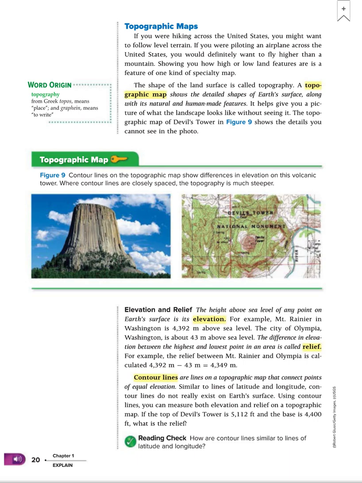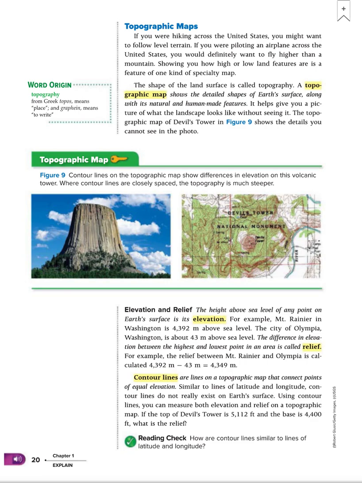So a topographic map shows the detailed shapes of Earth's surface along with its natural and human-made features. It helps give you a picture of what the landscape looks like without actually seeing it. The topographic map of Devil's Tower in Figure 9 shows you the details that you cannot see in the photo. So here you see Devil's Tower, and then here is the map of it, okay?